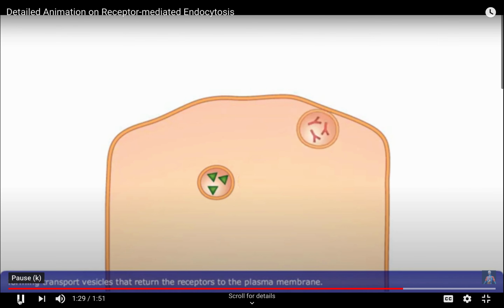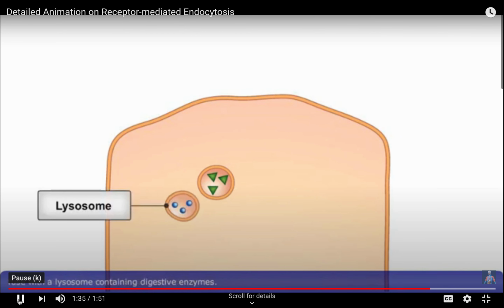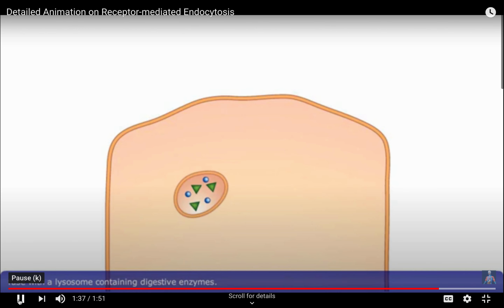to the plasma membrane. The remaining vesicles, which now contain free ligands, fuse with a lysosome containing digestive enzymes. Finally, the lysosome's digestive enzymes break the ligand down into smaller molecules, which are then released into the cytoplasm of the cell for use in a number of cell processes.